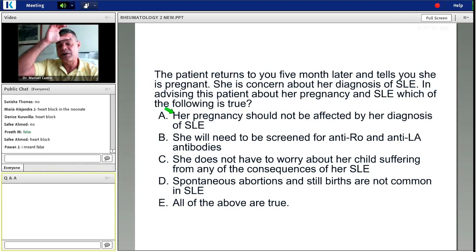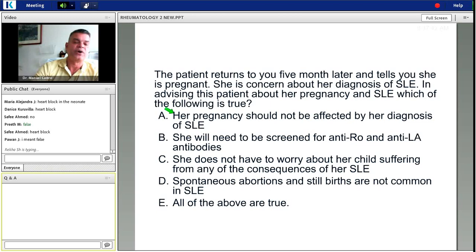They might need to be prepared to address that. For example, some mothers like to give birth at home, and you might discourage the mother from doing that and say, you shouldn't do that. You should probably do it in a hospital where you would be prepared in case the baby is born with some sort of significant block that might require a pacemaker, right? So that's very important to do.